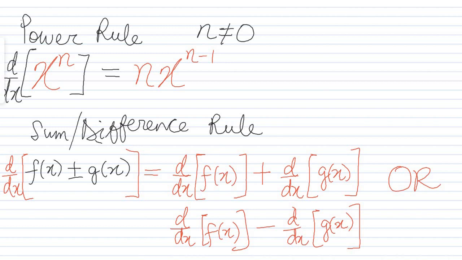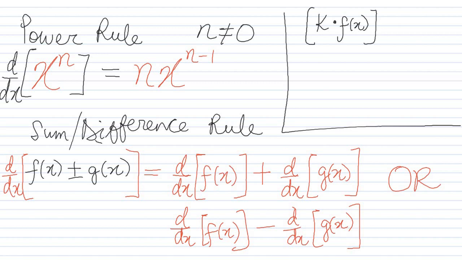Now let's go to the third one, which is the constant multiplied by the function. If you're supposed to differentiate a constant k multiplied by f of x, whenever you're given a problem like this, all you have to do is bring out the constant. So we bring out k, and then we do the derivative of the function.